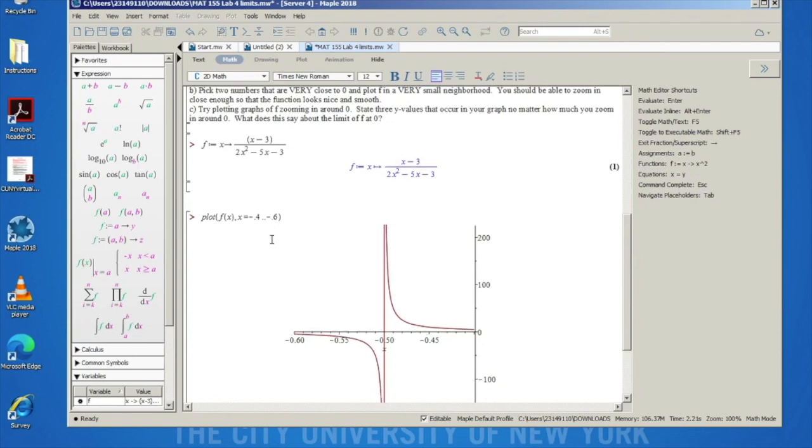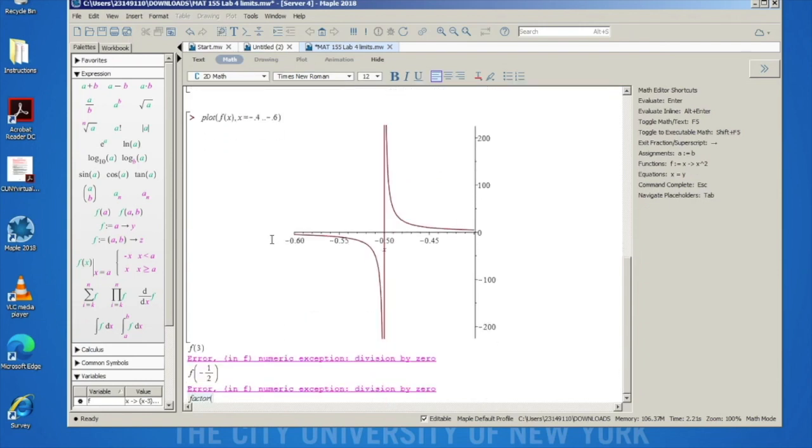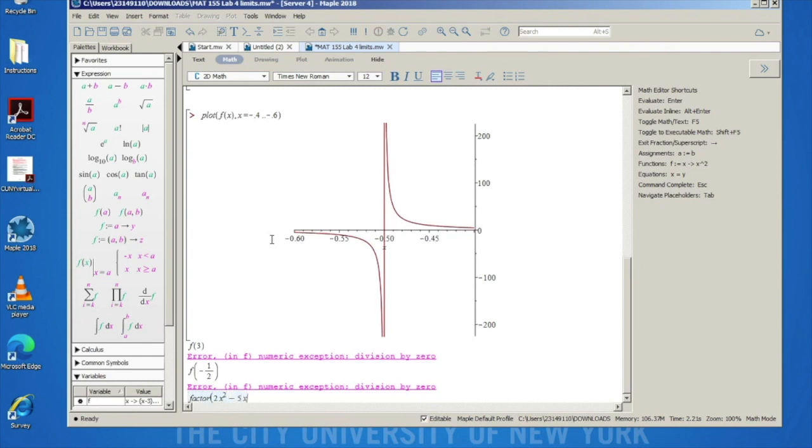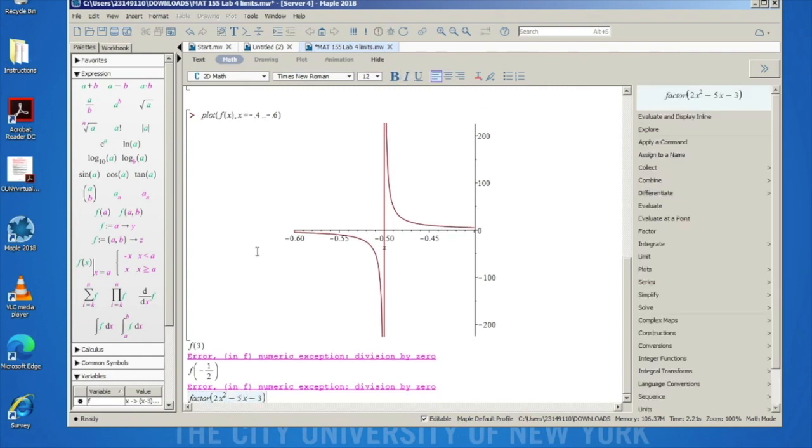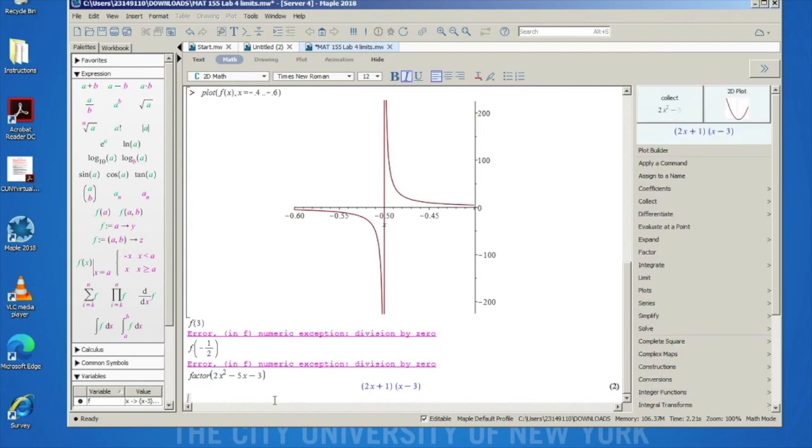So the denominator is 2x squared minus 5x minus 3. That's 2x squared minus 5x minus 3. And this is a new command. I don't think this was in lab 2. So if you want to factor a polynomial, you can just write factor. And as soon as you press enter, you see the actual factors.